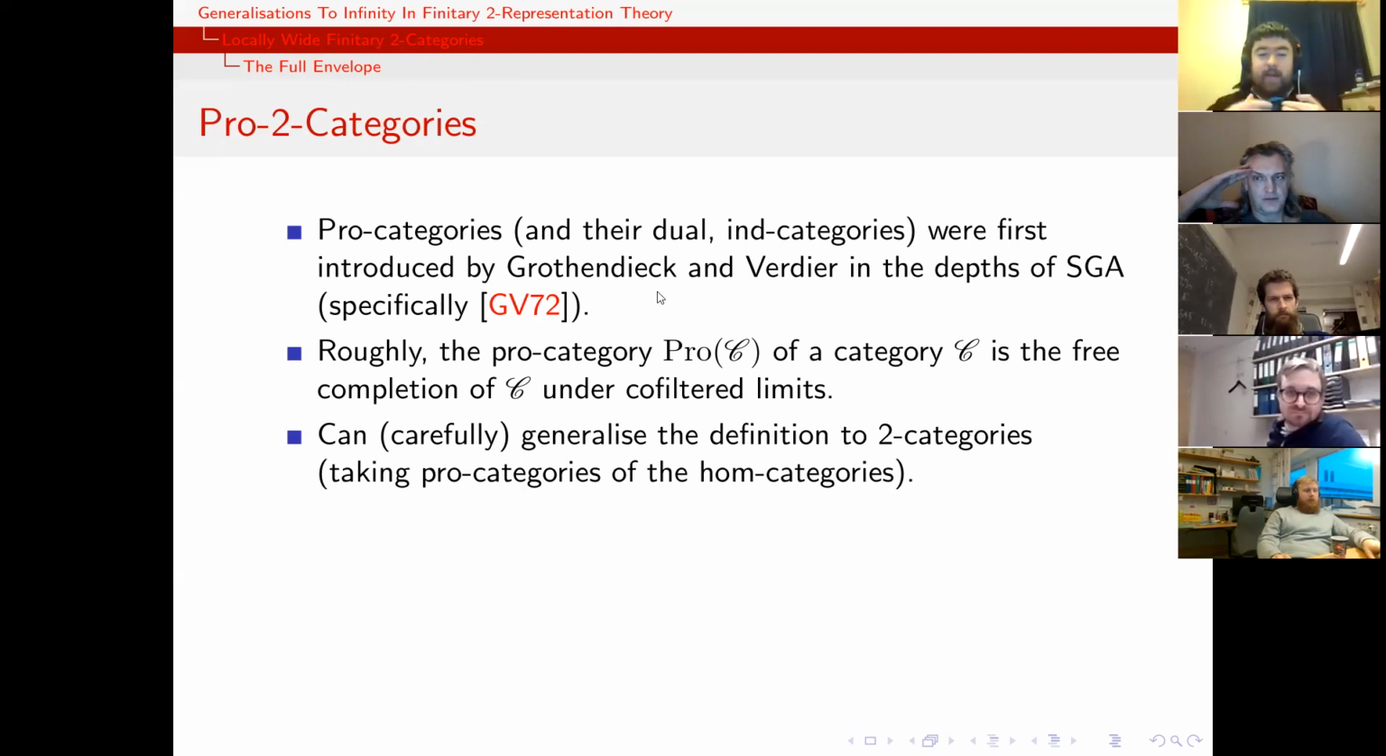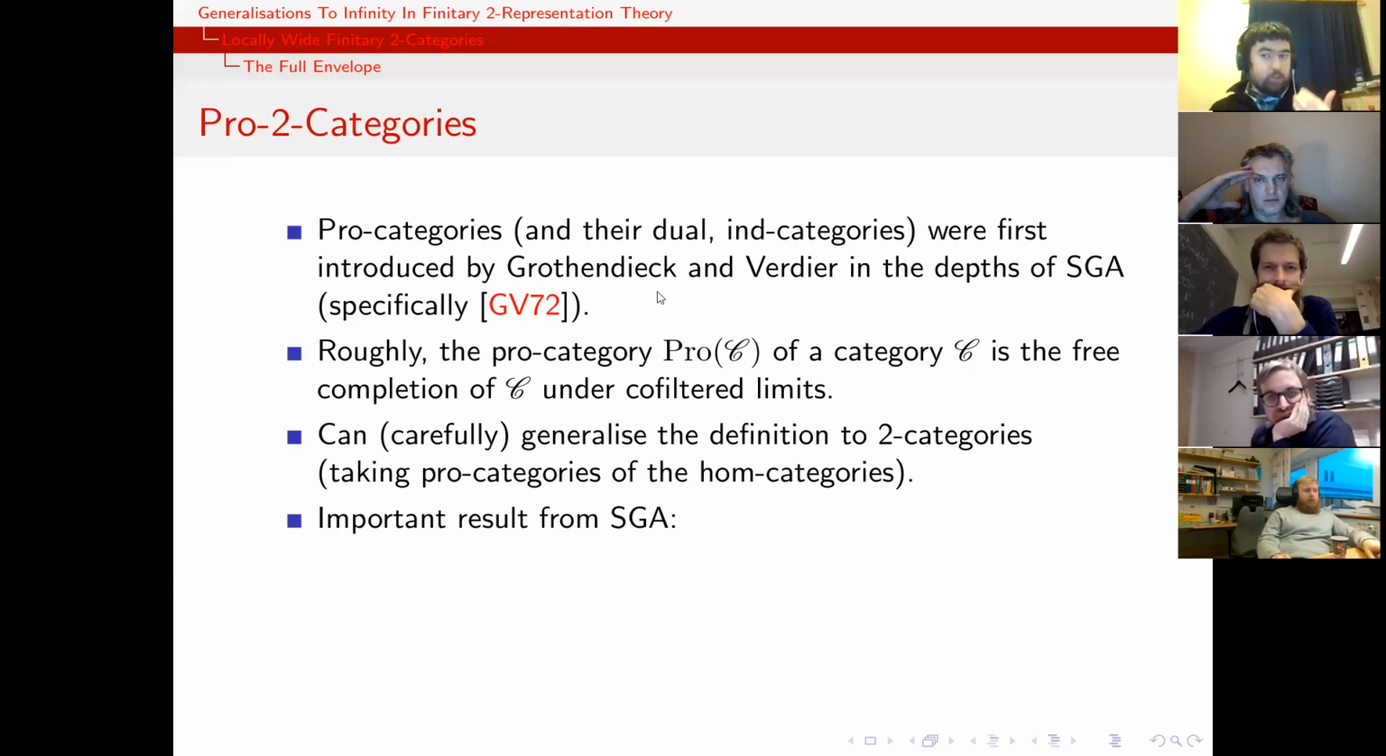Which means we can now carefully generalize this definition to two categories where we take the pro-categories of the Hom categories. Again, this is another setup where strictness means we can't just go, oh, you take the pro-categories of the Hom categories and then fiddle it so composition works nicely, because you need to make sure that associativity is strict. So you have to actually formally define how everything works from first definitions, and then go, yes, this does what we want it to.